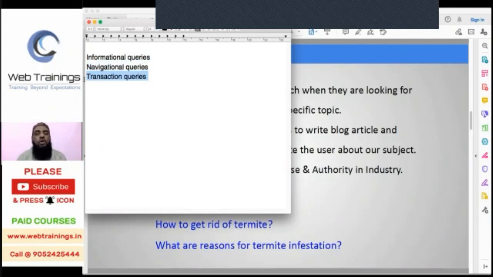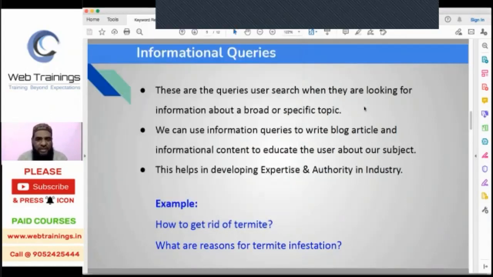Let me first explain what informational queries are in detail and how we can target them. All this theoretical concepts will be used when we are doing live research in our today's session. So first of all, let's start with informational queries. See, in informational queries, the user is looking for information about a broad or a specific topic, meaning he just wants to know what is what.